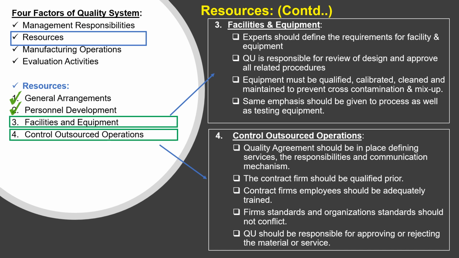Contract firm employees should be adequately trained. The firm's standard and the organization standards should not conflict. The quality unit should be responsible for approving or rejecting the material or service provided by the contract organization.